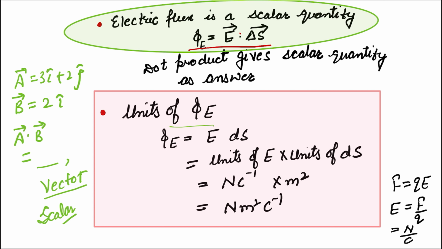Then let us calculate the units of electric flux. The units of electric flux can be calculated by knowing the units of electric field and the units of area. Units of area in the SI system will be meter square, and units of electric field will be calculated from here, that electric field is force divided by the charge. The SI unit for force is Newton, and for charge it is Coulomb. So it will be Newton per Coulomb. So the net units will be Newton meter square per Coulomb.